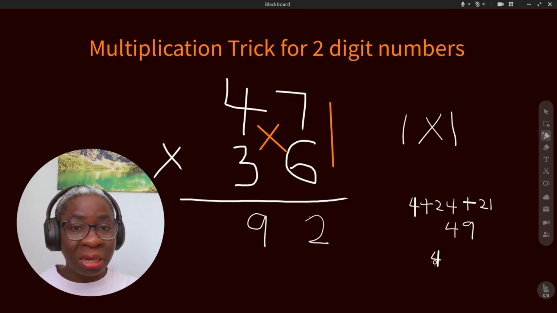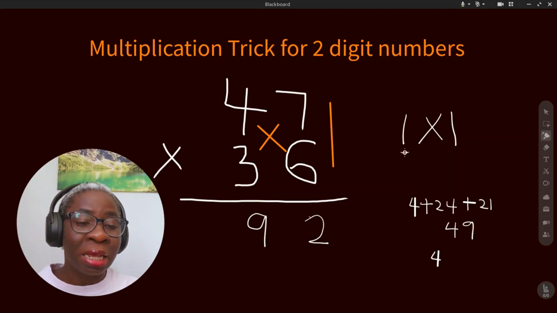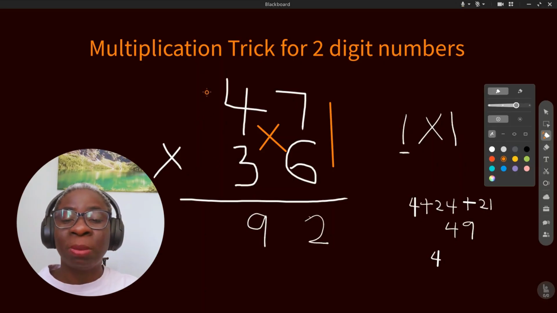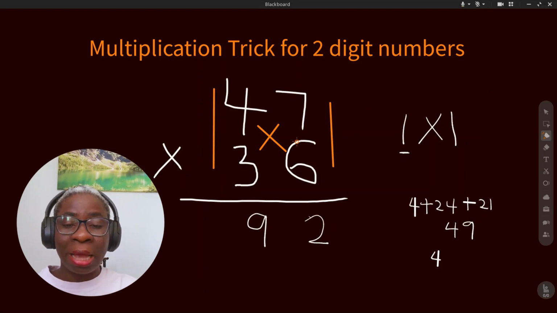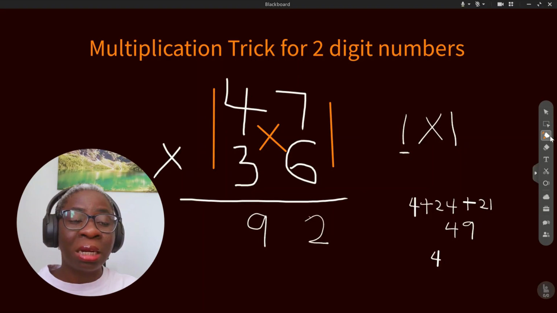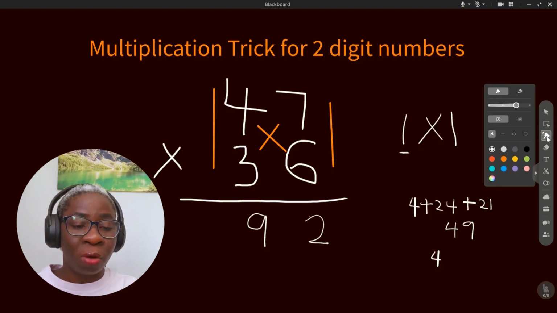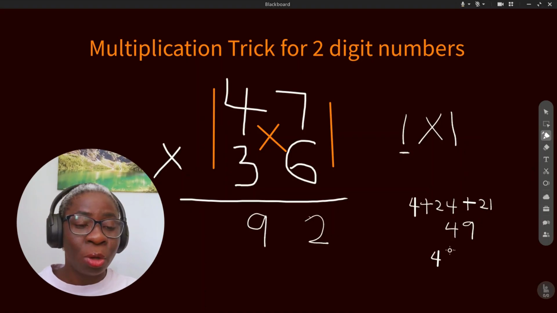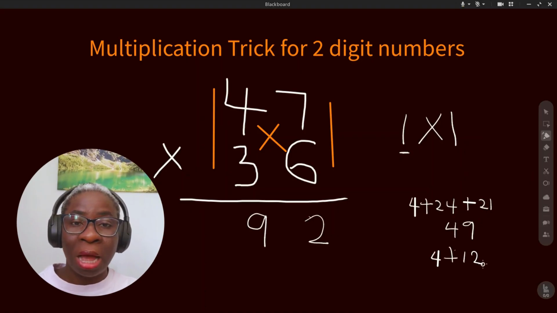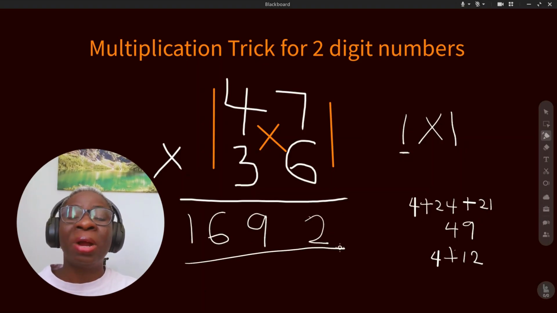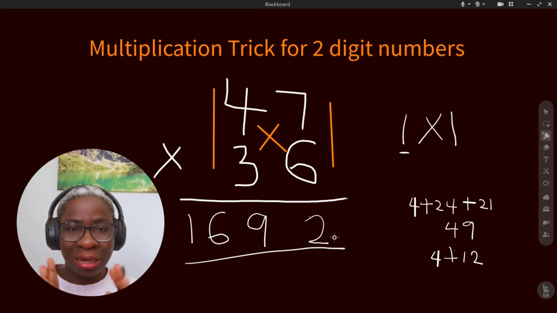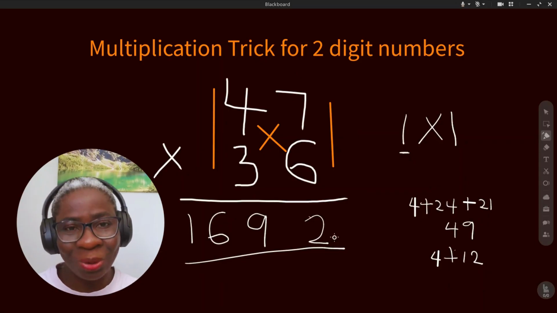We'll be adding it to the next step, and don't forget the next step is another one, this one whereby we multiply 4 times 3. You can see 1x1. So 4 times 3 now would give what? That's 12. So we now add the 4 to 12. 4 plus 12 and that will be 16. Then we write 16. Press your calculator and let me know if you get it or not.